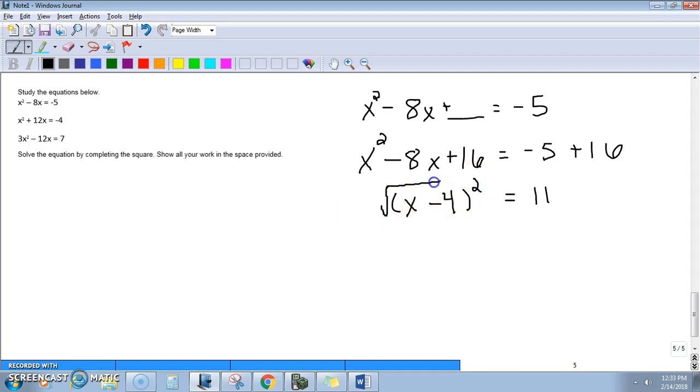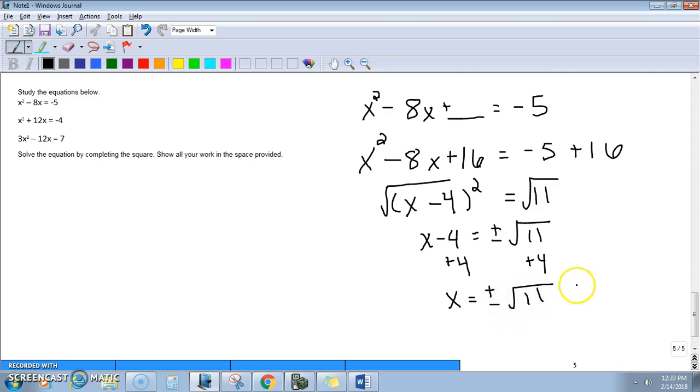Now I'm going to take the square root of both sides. And I get x minus 4 equals positive and negative, square root 11. Then I add 4 to both sides. So x equals positive and negative, square root of 11 plus 4. So my 2 answers, my first one is the positive part. And my second answer is the negative part. But we add 4 to both times.